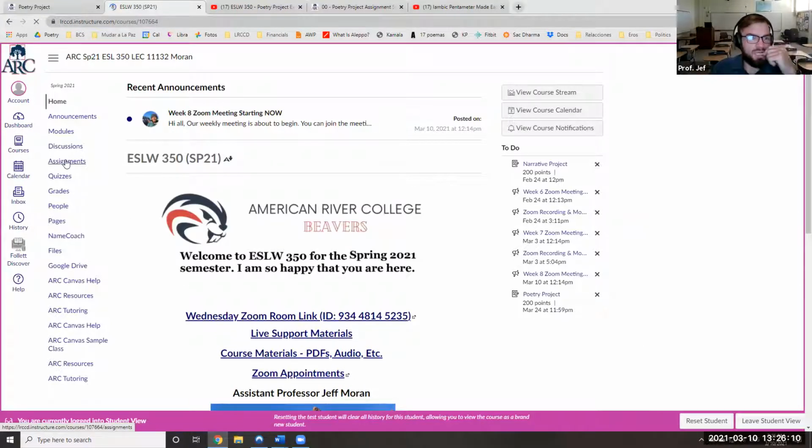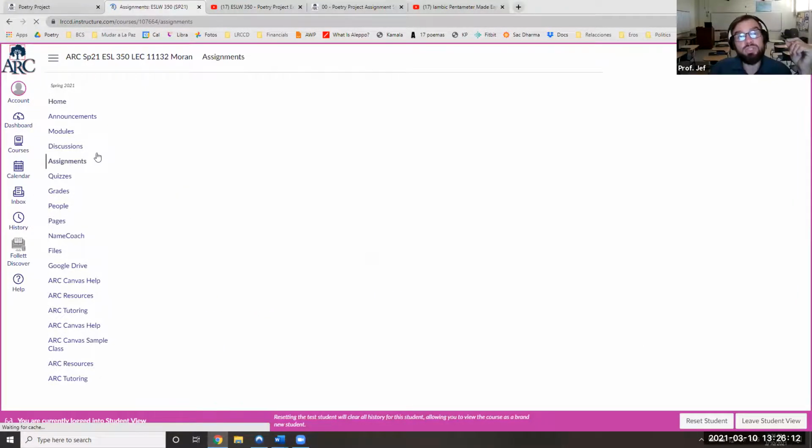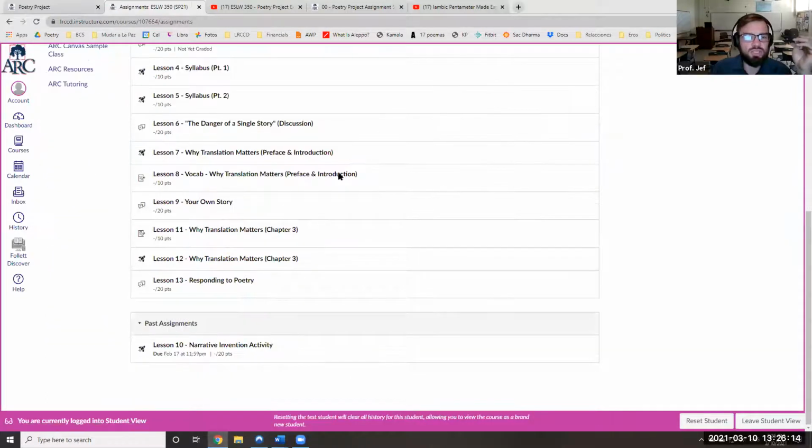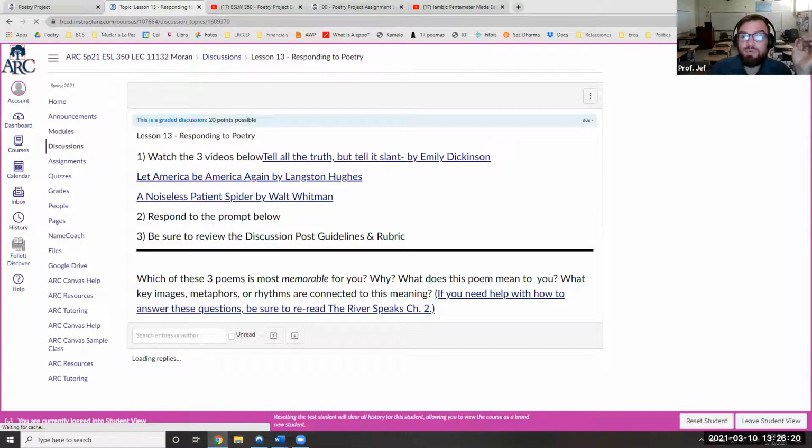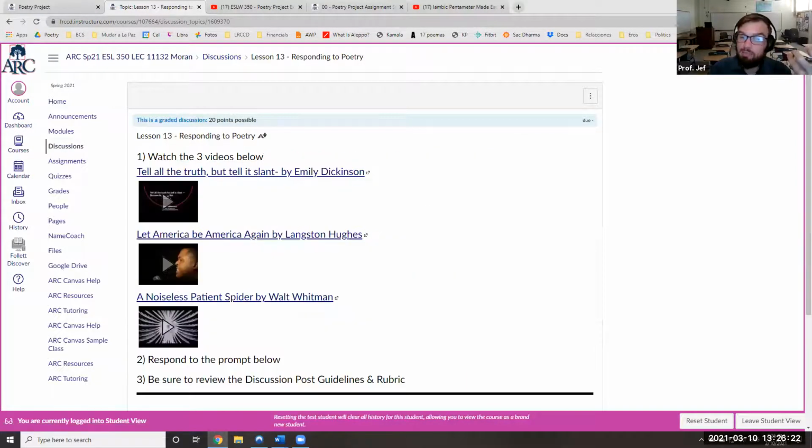And if you go to assignments, you could also go to discussions, because this is going to show up as a discussion. But here it says lesson 13, responding to poetry. So again, this will give you a chance to practice this type of writing. And the sooner you do this, the sooner it's possible for me to grade this and give you feedback and some points before the first draft is due.